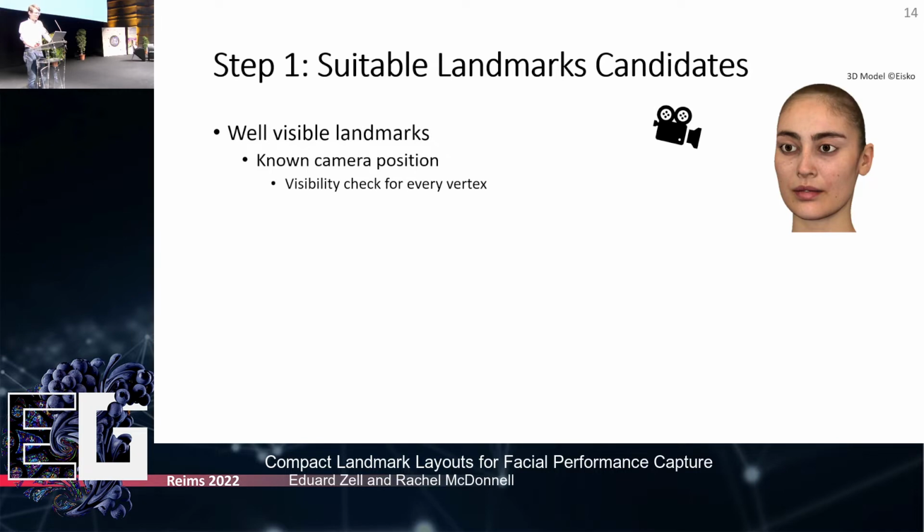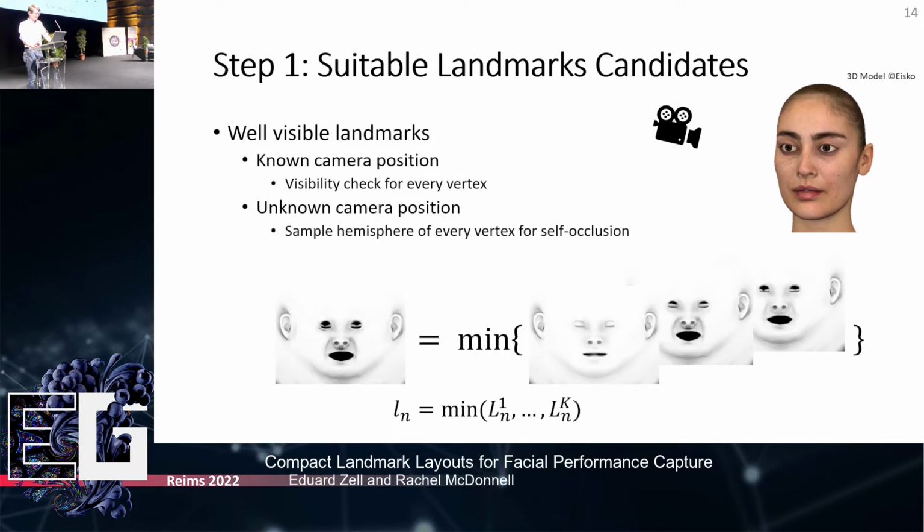Second, and different to all previous work, we add a visibility weight. In the simple case, this is a check for self-intersection between the camera and each vertex. If the camera position is unknown, which is most likely the case, this generalizes to computing the ambient occlusion map, which is equivalent to sampling the hemisphere of every vertex for self-occlusion. We take further advantage of the fact that blend shapes cover roughly the expression space and compute the visibility weight based on all ambient occlusion maps.